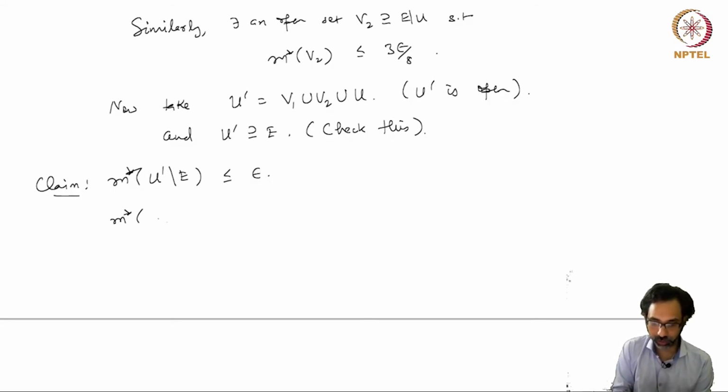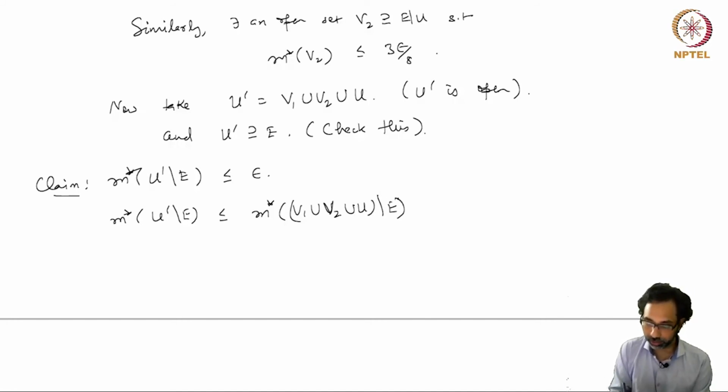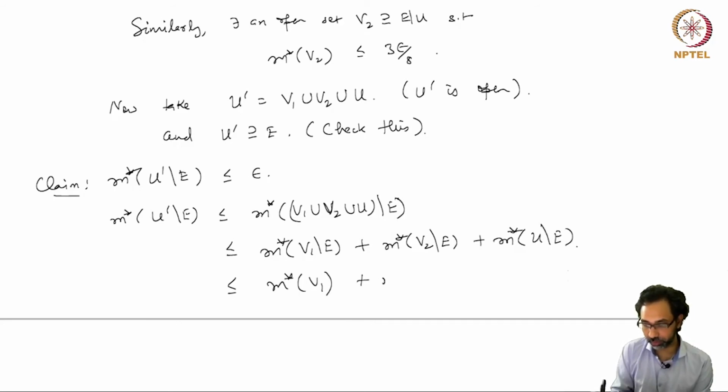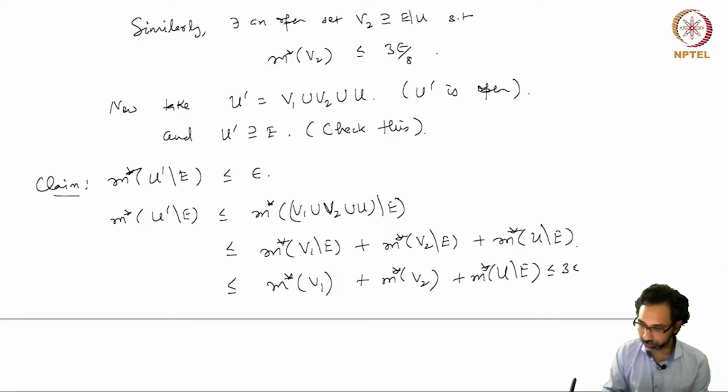So let's see why. m star of U prime minus E is equal to m star of V1 union V2 union U minus E, and this is less than or equal to m star of V1 minus E plus m star of V2 minus E plus m star of U minus E. But the first two terms are bounded above by m star of V1 plus m star of V2, and then you have m star of U minus E, and so this is less than or equal to 3 epsilon by 8 plus 3 epsilon by 8 plus epsilon by 4, which is equal to epsilon.